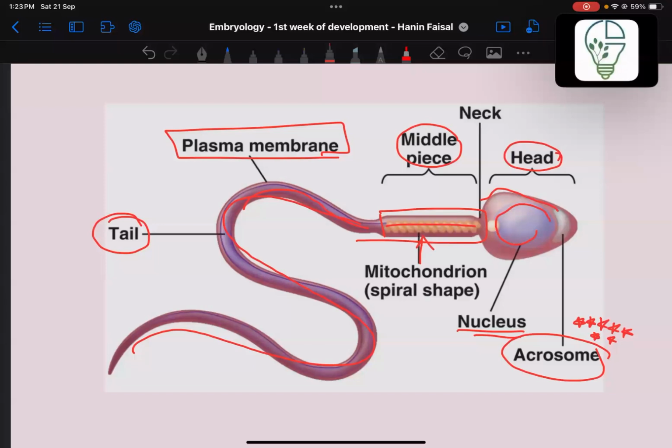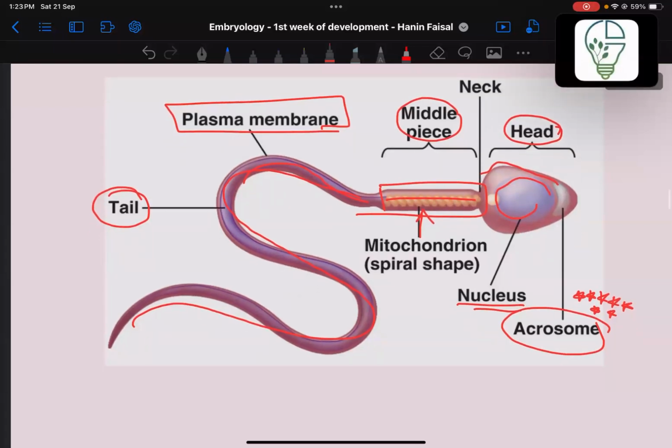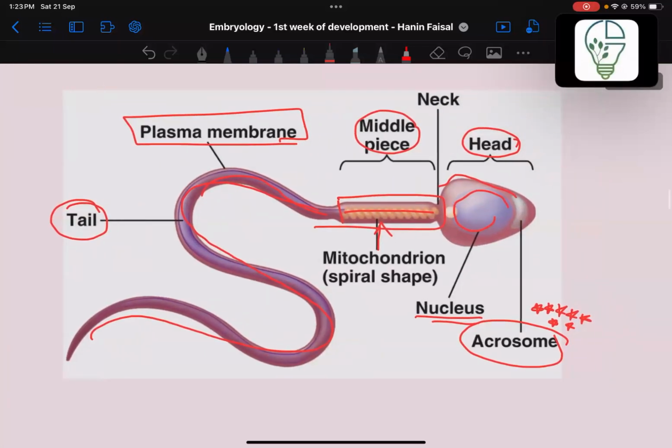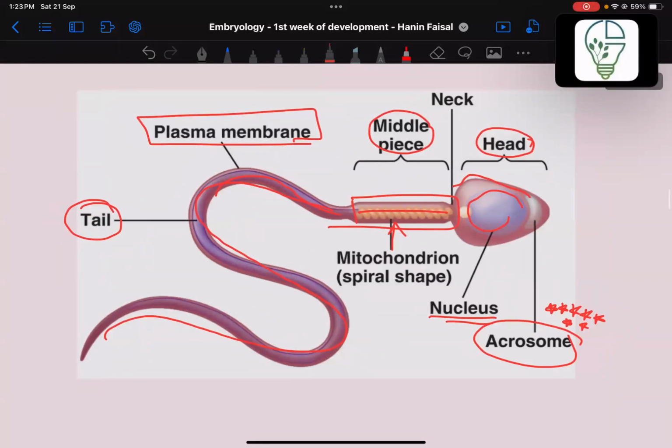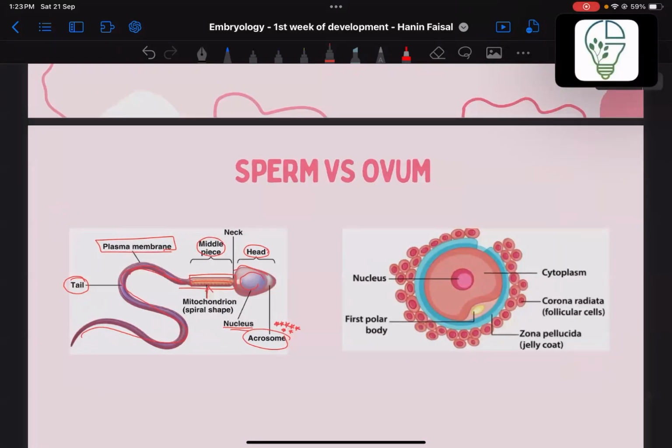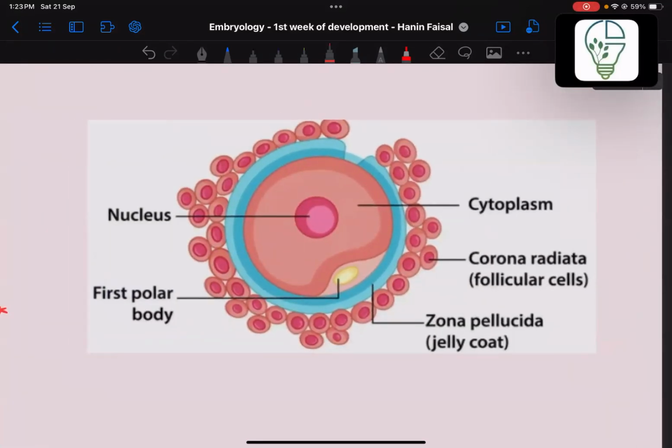Why do you think we need a mitochondria inside the middle piece of a sperm? Exactly, ATP, energy. Perfect. We need it for the energy for the sperm to move. Now we finished the structure of the sperm. Let's go into the structure of the oocyte.